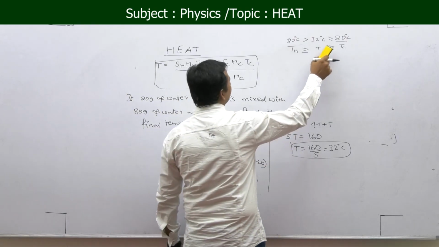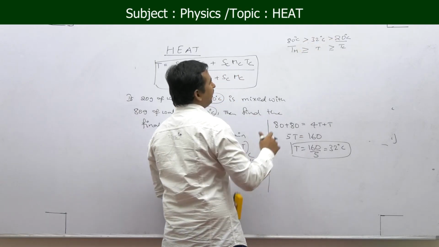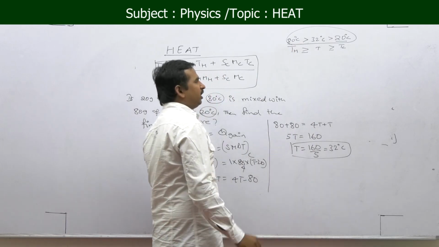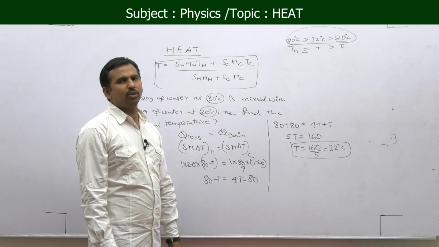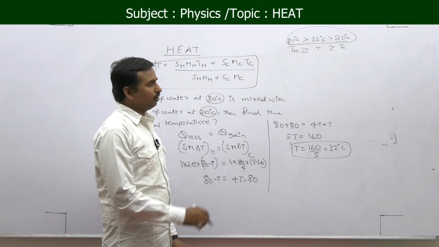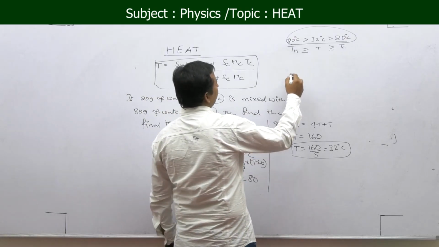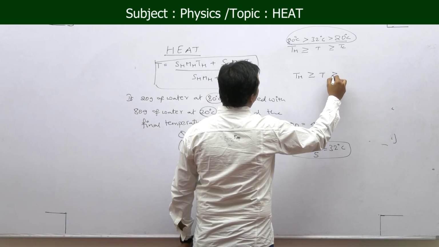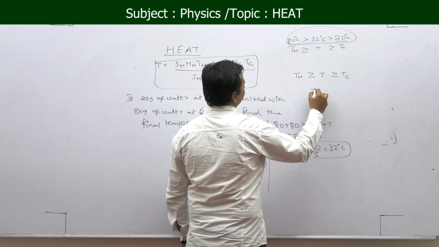In our problem we got 80 degrees Celsius, which is more when compared to 32, and 32 degrees Celsius is more when compared to 20 degrees Celsius. So that is the limit here for the T value. It can never be more than TH, and it can never be less than Tc.